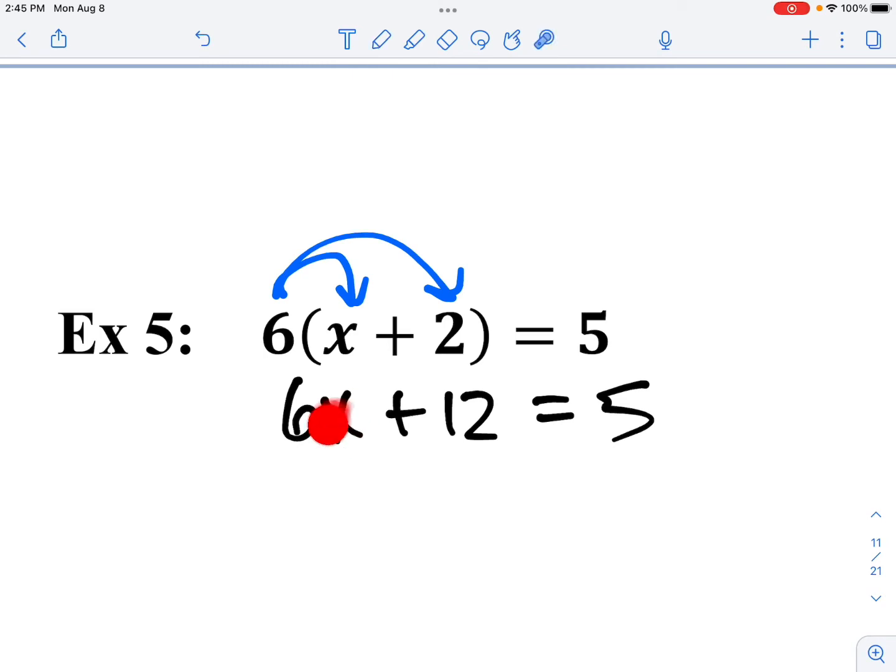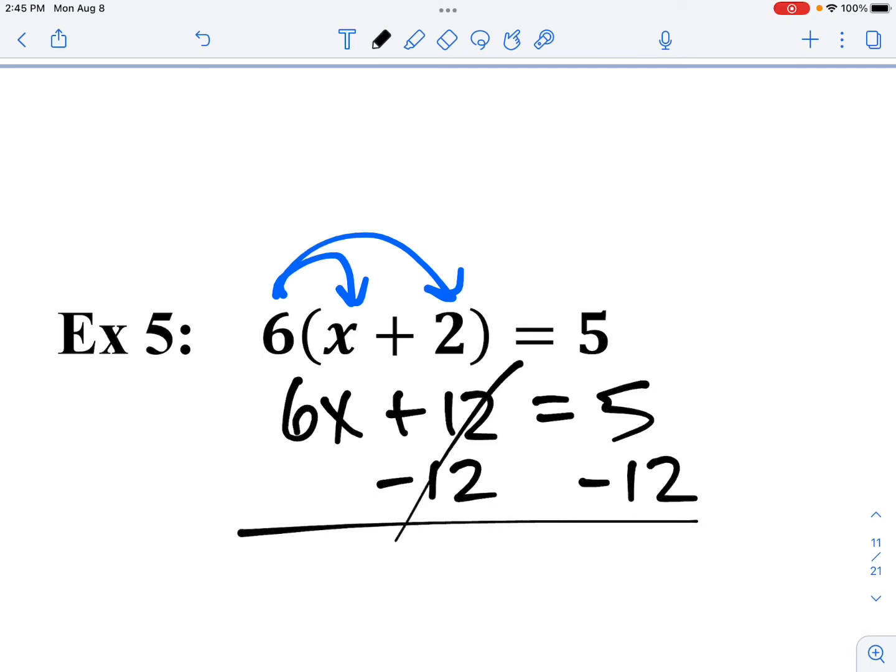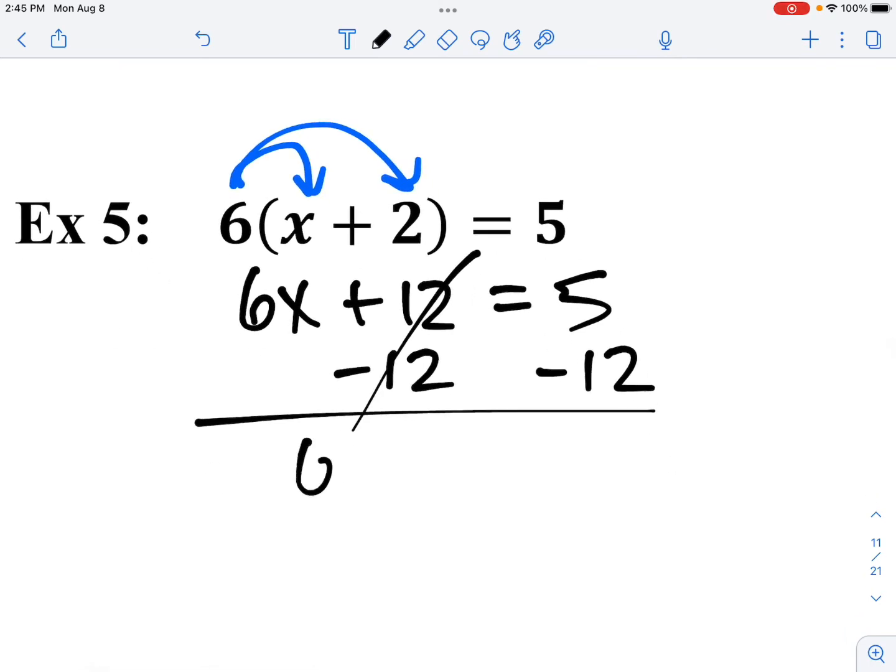Now here's my x. I'm going to start with this whole number right here. The opposite of plus 12 is minus 12. Whatever I do to one side of the equation, I have to do to the other. Those 12s cancel. And now I still have 6x on this side. I'm going to bring down my equal sign. And when I do 5 minus 12, I get negative 7.